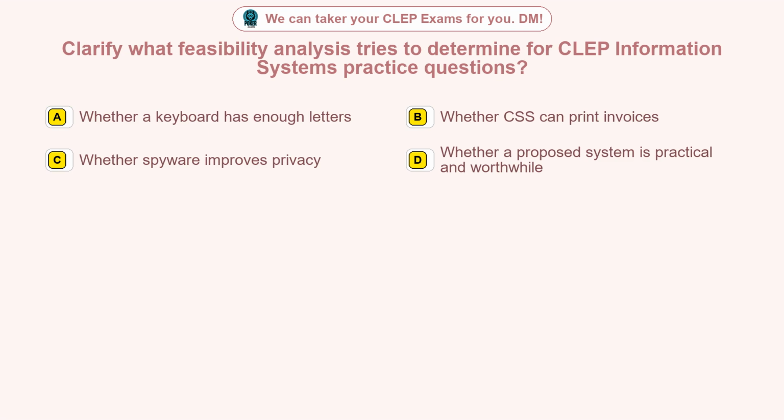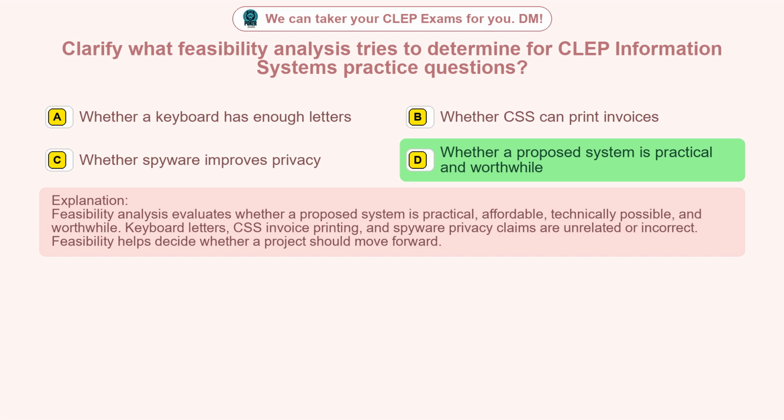Question 65. Clarify what feasibility analysis tries to determine for CLEP Information Systems practice questions. Option A. Whether a keyboard has enough letters. Option B. Whether CSS can print invoices. Option C. Whether spyware improves privacy. Option D. Whether a proposed system is practical and worthwhile. The correct answer is option D. Whether a proposed system is practical and worthwhile. Feasibility analysis evaluates whether a proposed system is practical, affordable, technically possible, and worthwhile. Keyboard letters, CSS invoice printing, and spyware privacy claims are unrelated or incorrect. Feasibility helps decide whether a project should move forward.